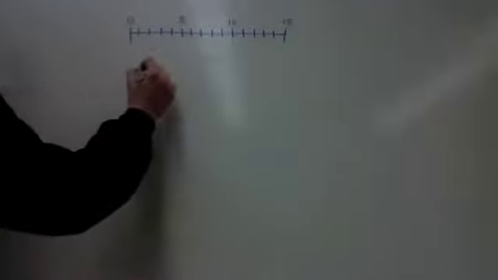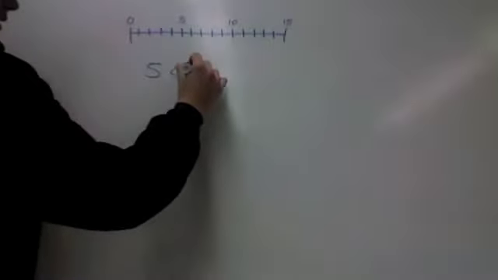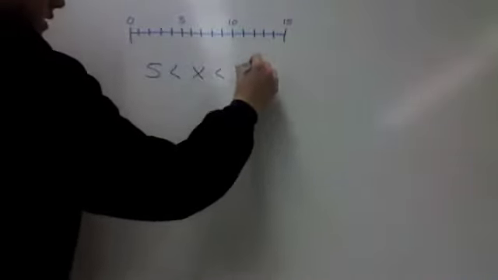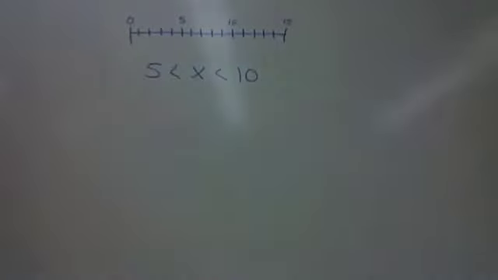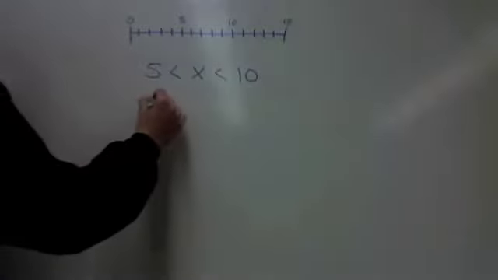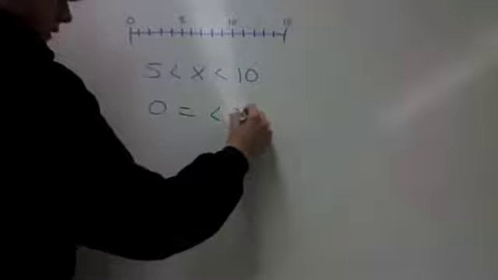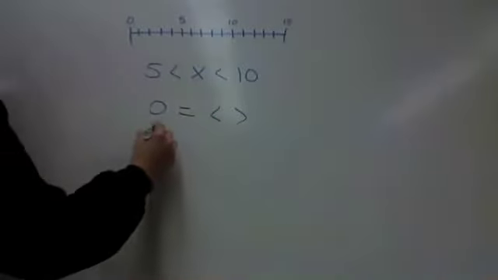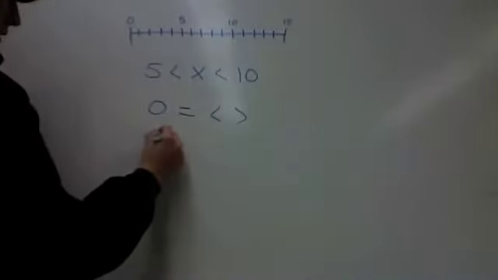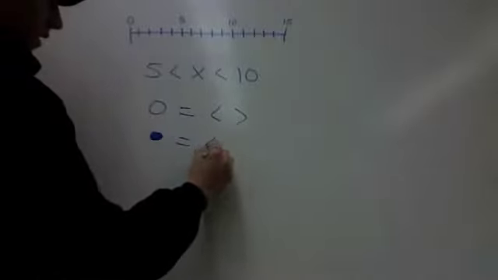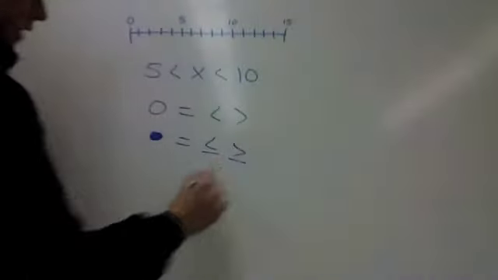So in example 1, it says draw a number line and graph the solution 5 is less than x, which is less than 10. Now remember, when we talked about graphing inequalities like this, that an open circle is equal to less than or greater than, and then a closed circle equals anything that's less than or equal to or greater than or equal to.